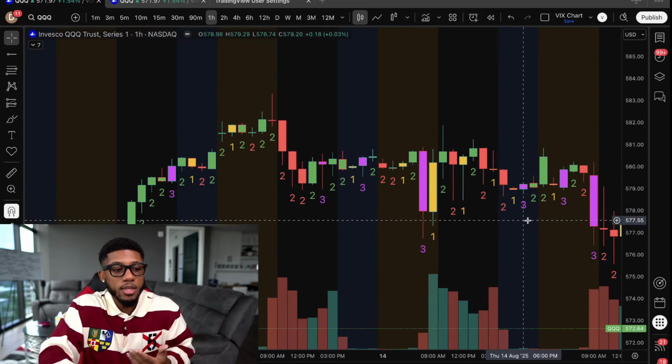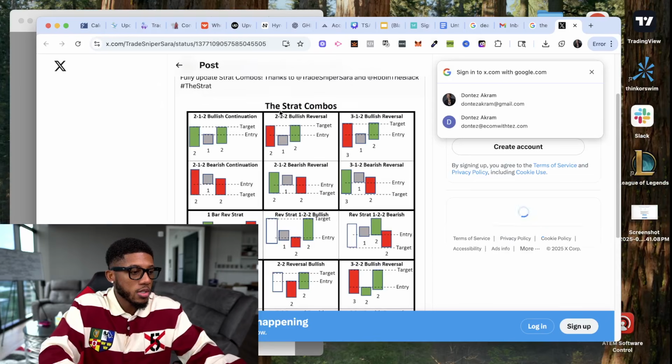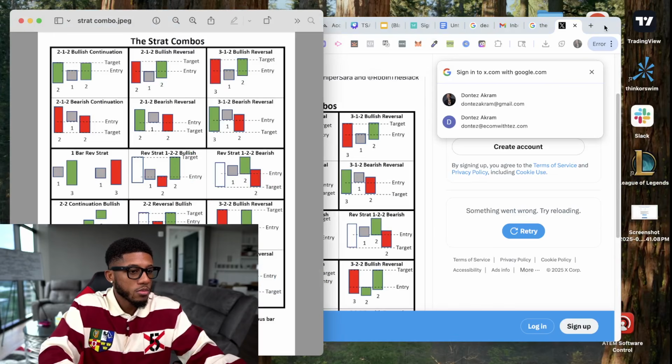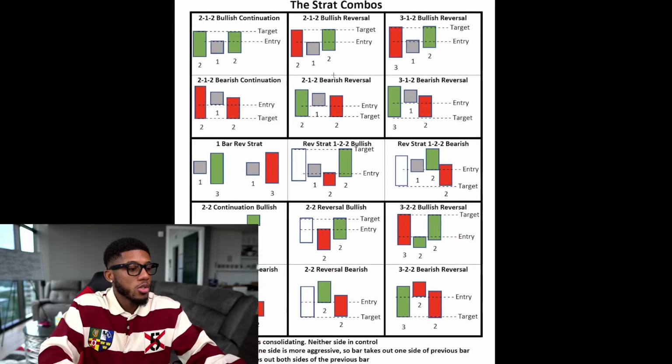This is how you read these candlesticks. You got ones, twos, and threes. Now let's move over to this cheat sheet right here. So we're going to go ahead and do that, and we'll open this up, right? So this is the strat combos cheat sheet. You guys can feel free to Google strat combos and you'll find it there. But this is all the different things that can happen.